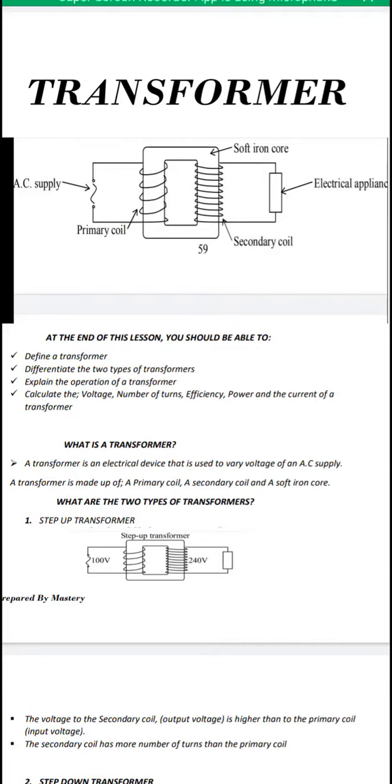Another question may be asked: between the two types of transformers, which one is found at the power plant where power is generated, and which one is found in communities where electricity is tapped into our houses? A step-down transformer is found at the power plant because it steps down the voltage from 240 volts to 100 volts, like in our example.